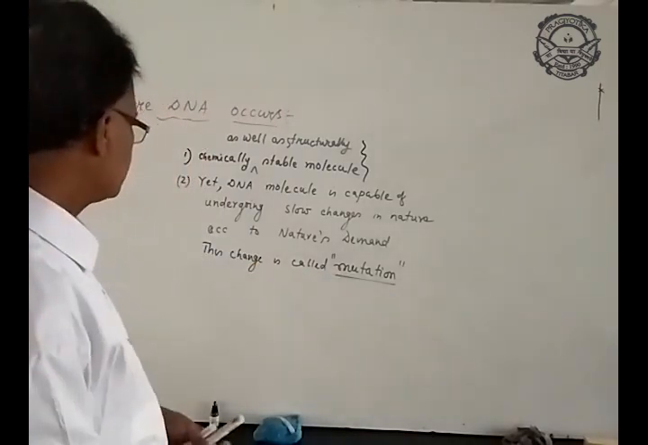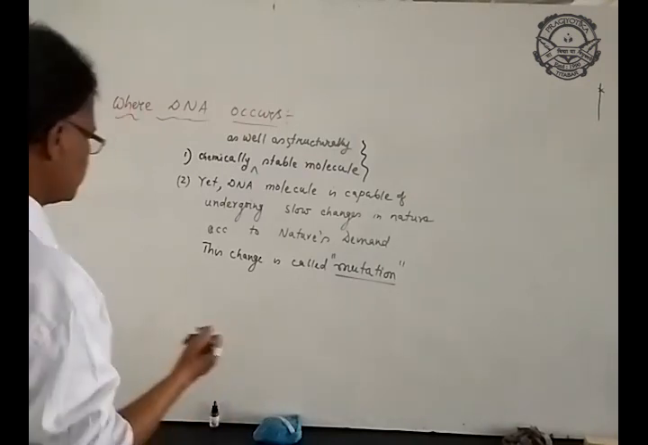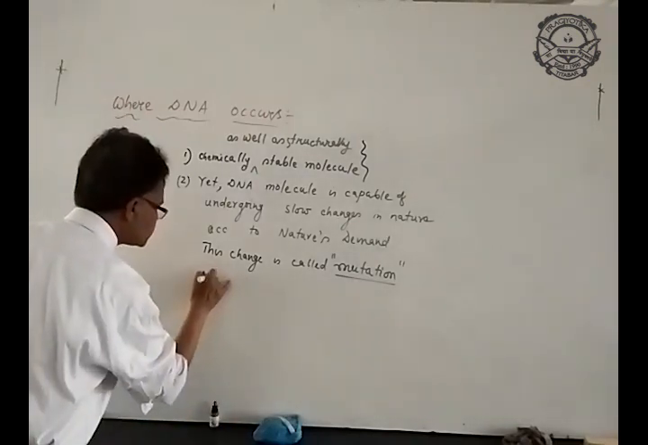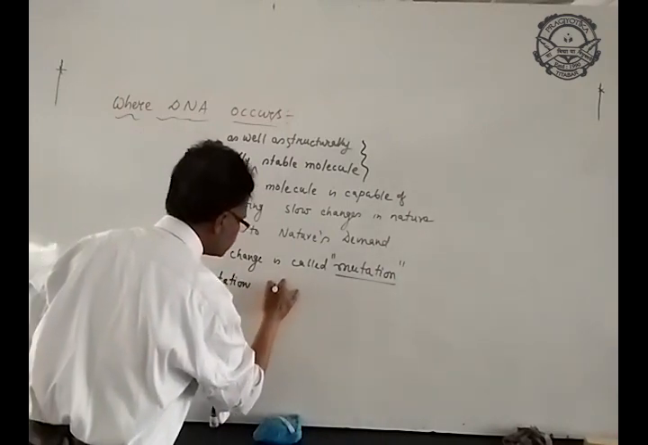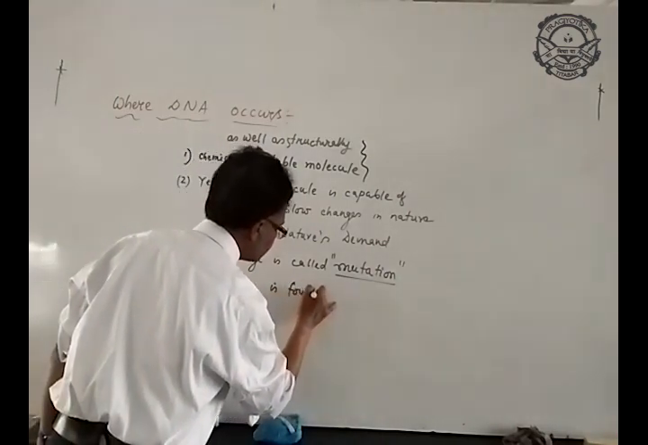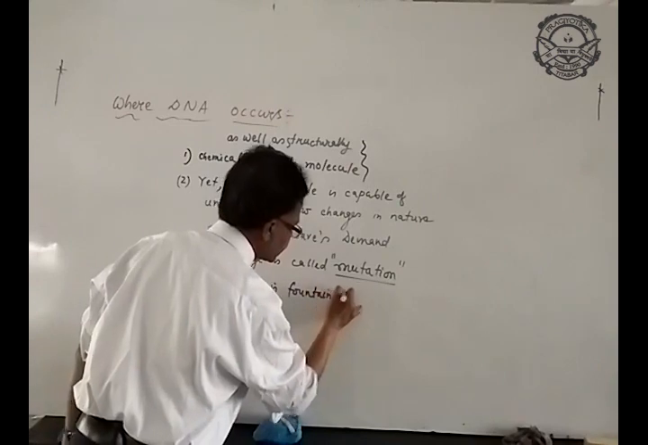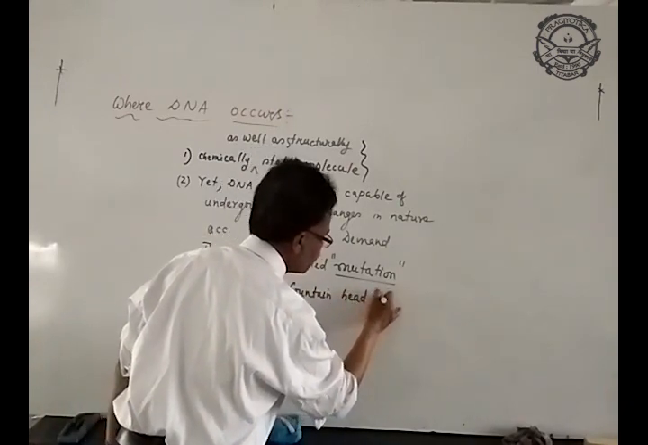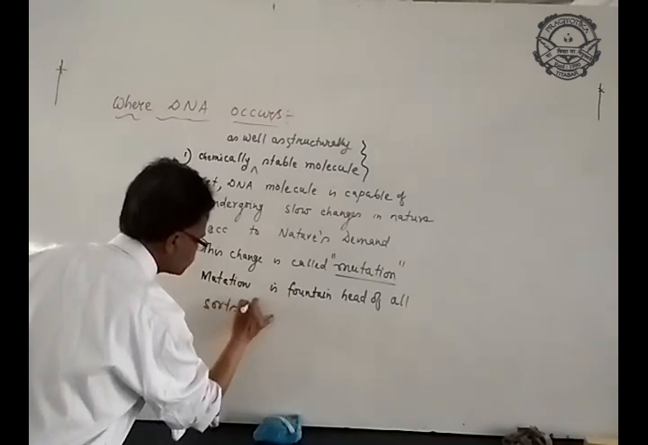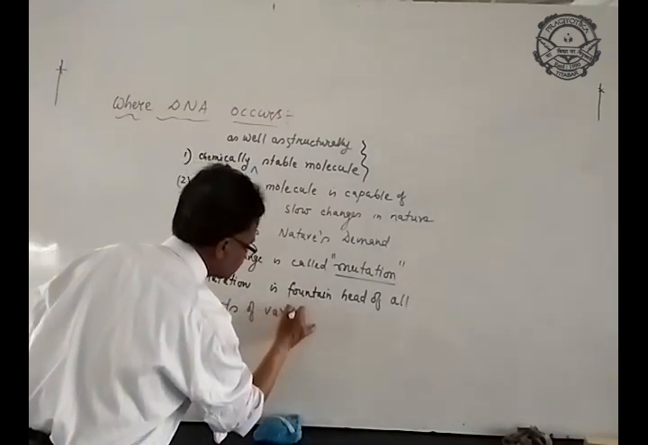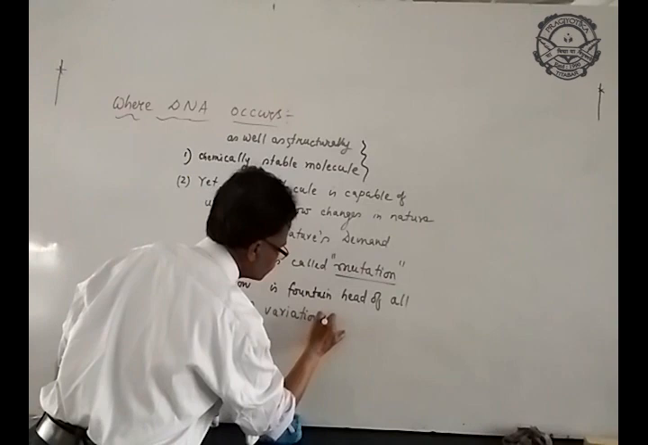So mutation in DNA can happen. Actually, this mutation is the fountainhead of all sorts of variation found in organisms.